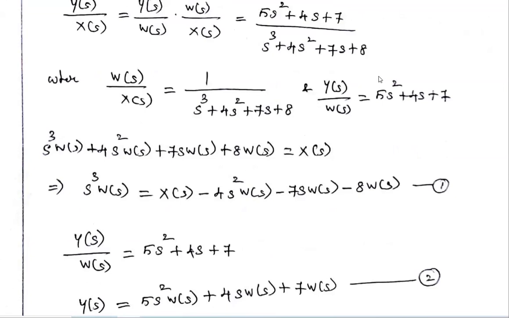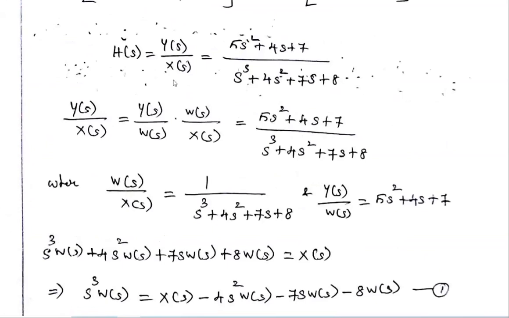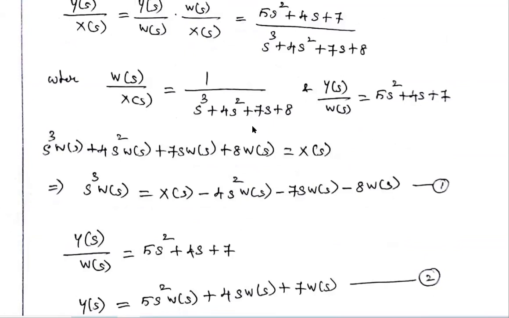In direct form 1, after calculating this H(s), you just divide both numerator and denominator by the highest power of s. That is direct form 1 realization. In order to implement direct form 2, this is the procedure. This Y divided by X, we have to expand as Y by W into W by X. You consider W by X as 1 by denominator, and Y by W as the numerator.